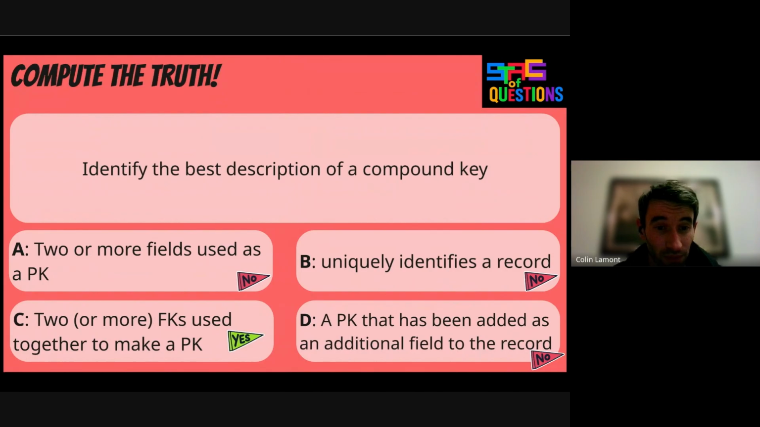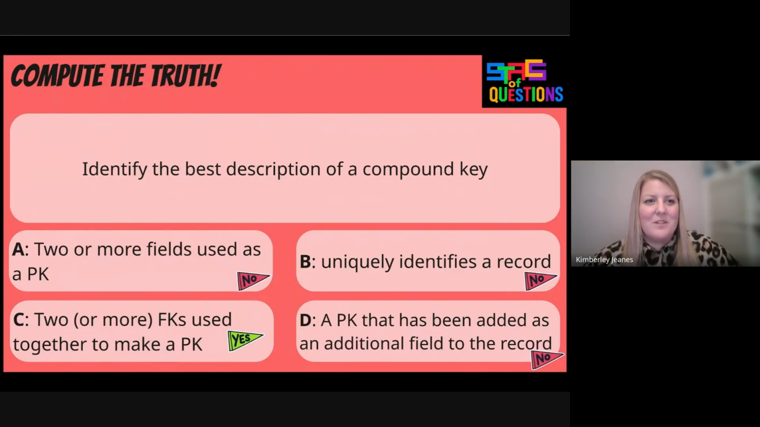C is the correct option. Two or more foreign keys used together to create a primary key. And then D, a primary key that has been added as an additional field to the record. And again, that's Advanced Higher, so that's a surrogate key. So bringing in a few different key words, but we were looking for the compound key, so option C was the correct answer. And you're right, A is a common misconception that kids would say, because it can have additional fields, but it is usually foreign keys, isn't it? So common misconception. Well done, both of you got that.